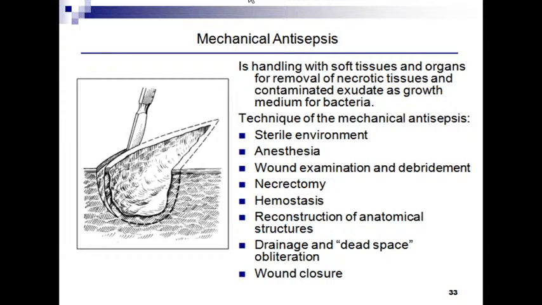The first method of antisepsis is mechanical antisepsis. It is handling of soft tissues and organs for removal of necrotic tissues and contaminated exudate as a growth medium for bacteria. You should remember that bacteria cannot be removed mechanically. We can remove the medium in which bacteria are present, the medium which harbors and nourishes the bacteria.